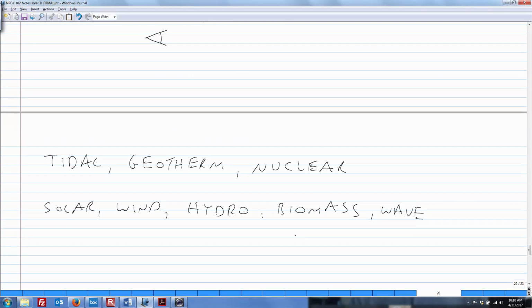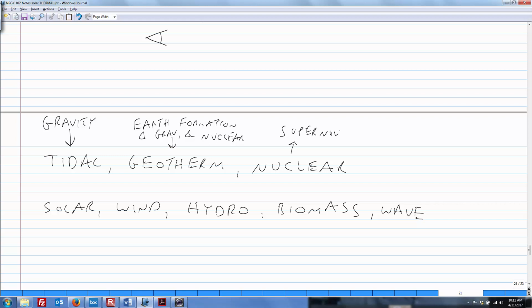All right, and we've already mentioned the different types of energy. So tidal, this is from gravity. Geothermal, this is from Earth's formation. And gravity, and nuclear, and then nuclear energy, basically this is from the supernova that formed our solar system. Okay, so these are not solar.